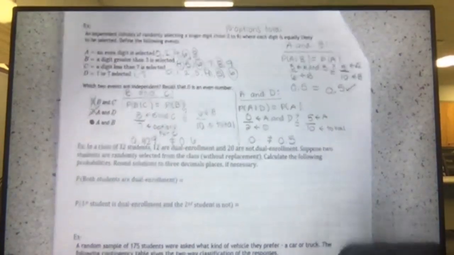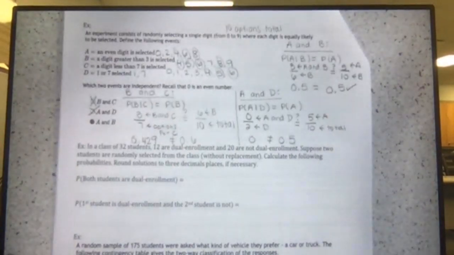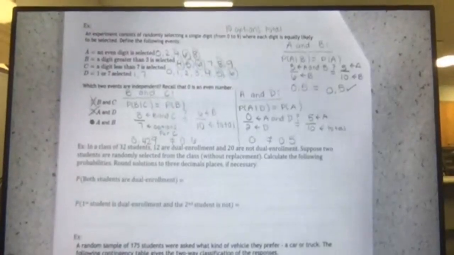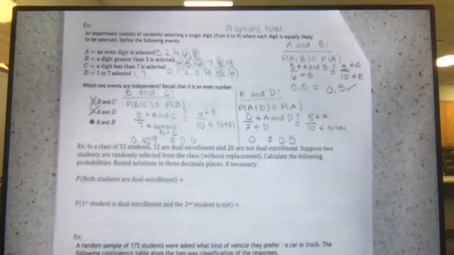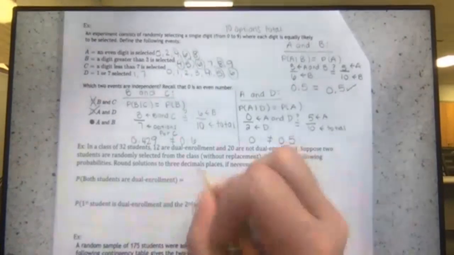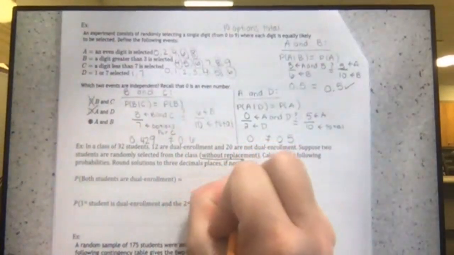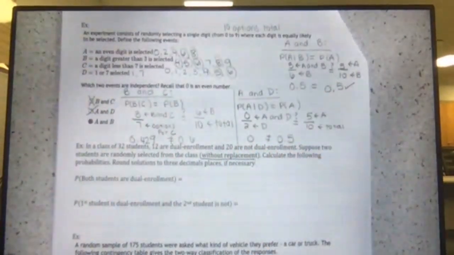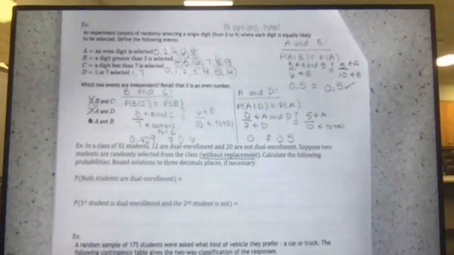If you have a question, I'm going to keep rolling so we can get through everything. So the next example says, in a class of 32 students, 12 are dual enrollment and 20 are not dual enrollment. Suppose 2 students are randomly selected from the class without replacement. So that's important, without replacement. Calculate the following probabilities rounded to 3 decimal places as needed. What's the probability that both students are dual enrollment?